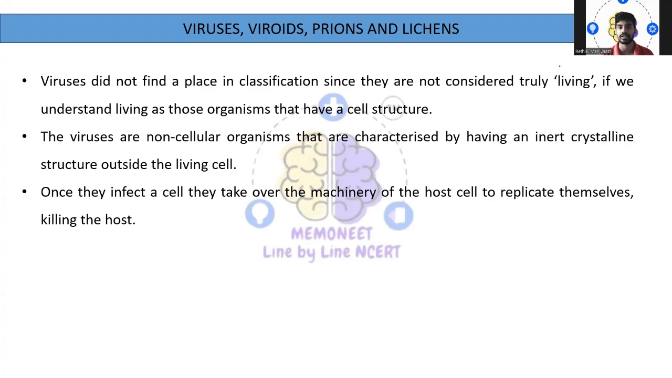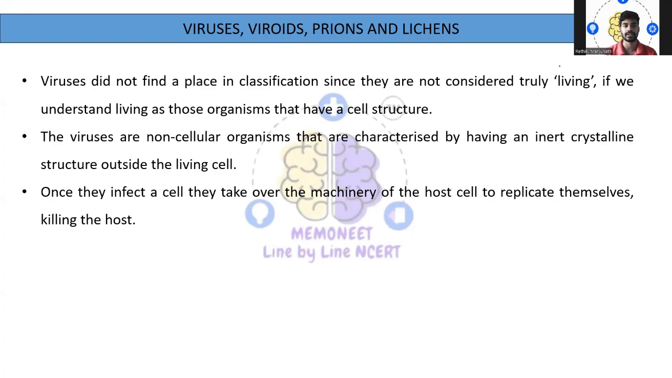During favorable condition, that is, once these viruses get into the host, that becomes a favorable condition for them, then you will see an active reproduction. So that's why they have been placed separately. Once they are infecting a cell, they take over the mechanism of that host cell. That means it starts controlling the entire cell structure, and then they start actively replicating with its help. And in the end, it is going to kill the host.